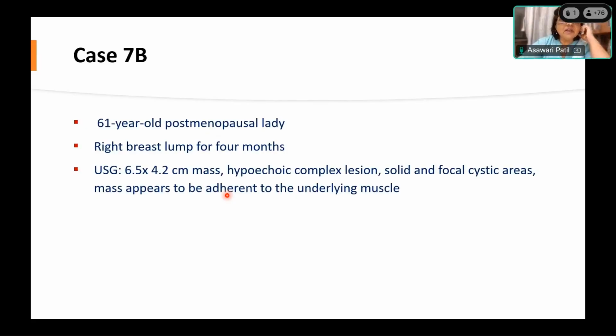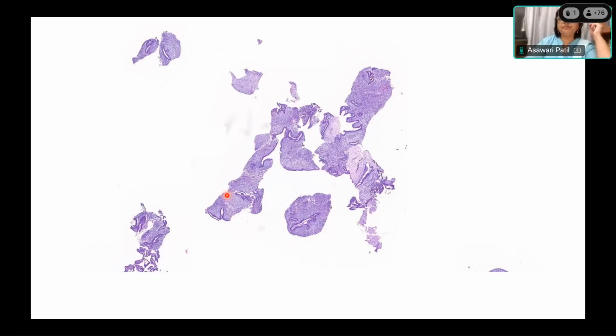A 61-year-old postmenopausal lady, right breast lump for 4 months, 6.5 centimeter mass, hypoechoic complex lesion, with solid and focal cystic areas, probably adherent to underlying muscle, from which we got a biopsy. Who was to describe? Sarita, Anthony. I think Anthony, go ahead.